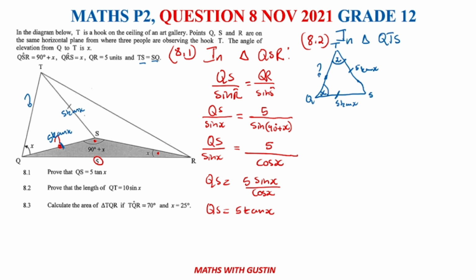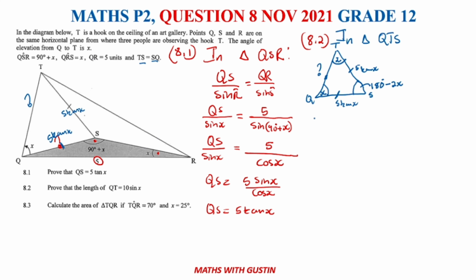we need to find this unknown side. But can we know this angle here? Yes, of course we can know it by saying the sum of angles in a triangle is going to be 180 minus those angles. Okay, so here we go. It's 180 minus 2x.